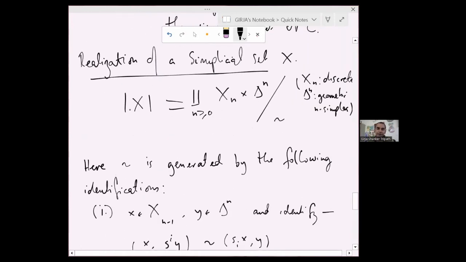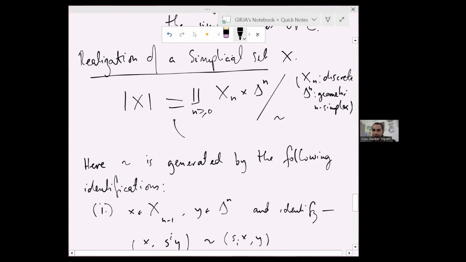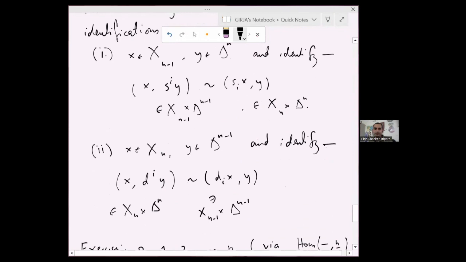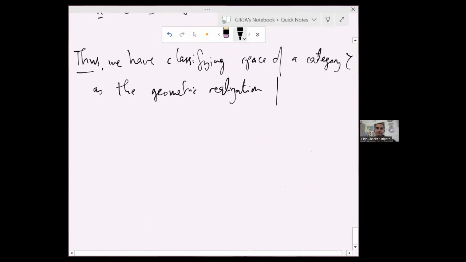Usually, given a simplicial set, with this absolute value symbol, this is the geometric realization, and this is a CW complex, because you use the CW structure here, and all the maps, I didn't write them down, but they are simplicial maps, and all these are discrete. So this gives a CW complex. So we have this geometric realization of the nerve of C, and we denote it by BC. So it's a CW complex.